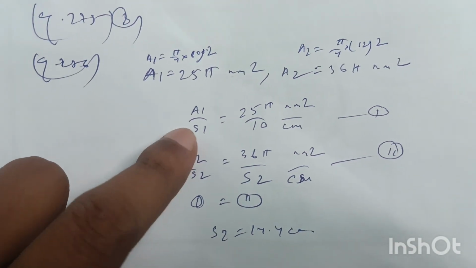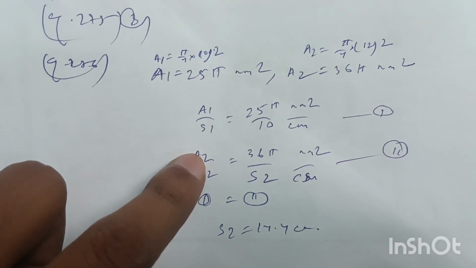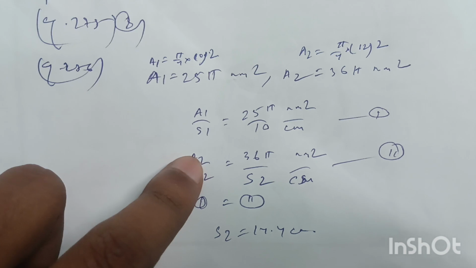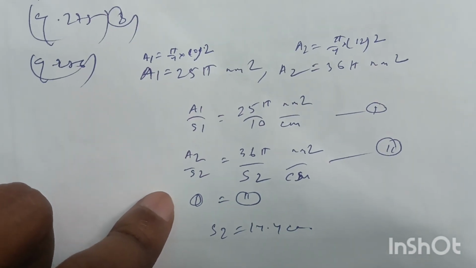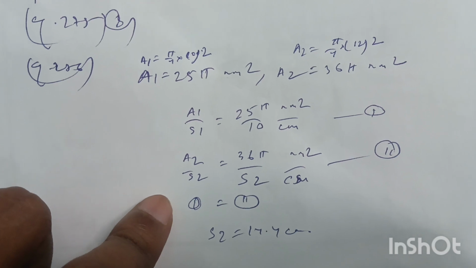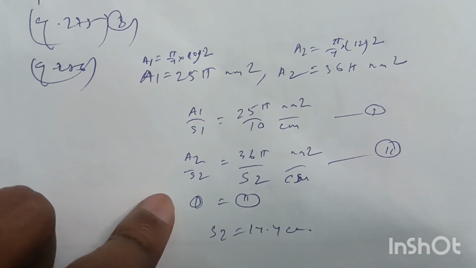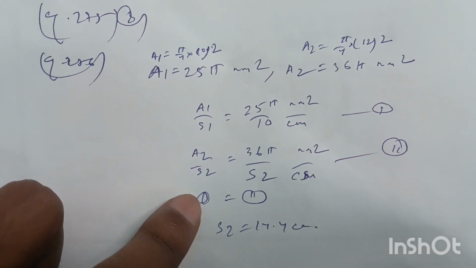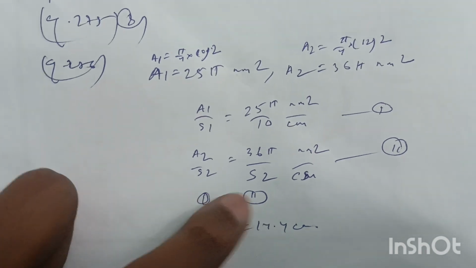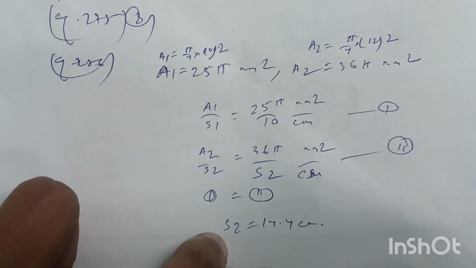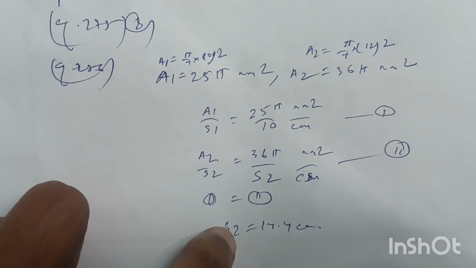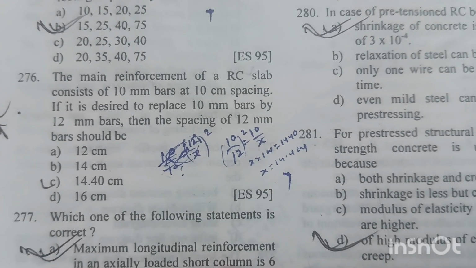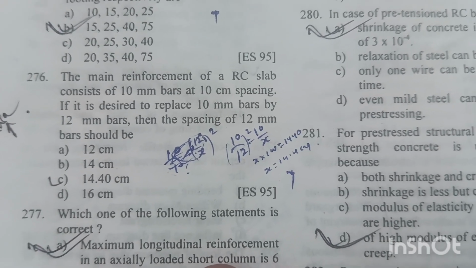So A1 by S1 is equal to 25 pi by 10, that is equation 1, and A2 by S2 is equal to 36 pi by S2, which is equation number 2. So from the question we can say equation 1 is equal to equation 2. So if we do that, we will get S2 is equal to 14.4 centimeter. Option C is right answer, 14.40 centimeter.